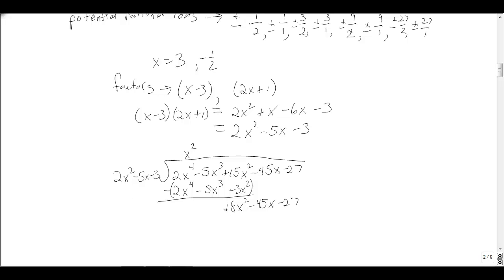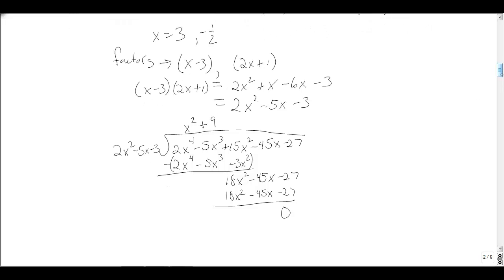2x squared times 9 would give me 18x squared. So I get a plus 9. 9 times 2x squared is 18x squared. 9 times -5x is -45x. 9 times -3 is -27. And note, I got the same thing top and bottom. You subtract, you get the 0 like we were expecting. So my quotient is x squared plus 9.